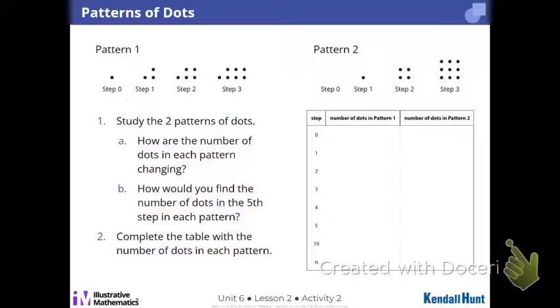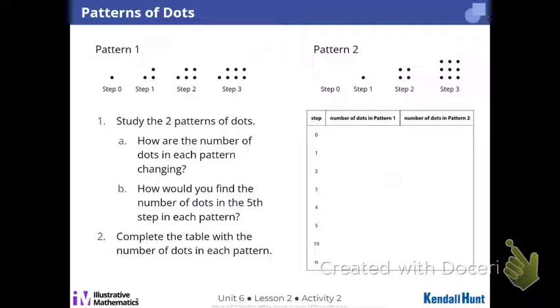Set up your problem. We've got two patterns of dots. These patterns are called pattern 1 and pattern 2. And what your job is to do for number 1 is to explain the visual. How do you see it changing? So we are going to be looking at numbers of dots and stuff, but what are you seeing happen?